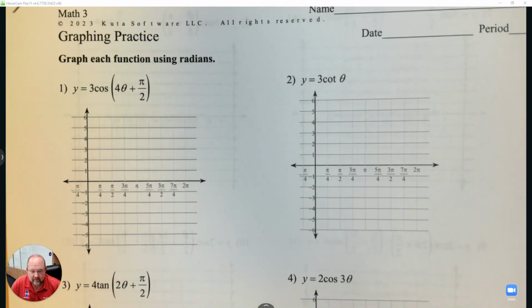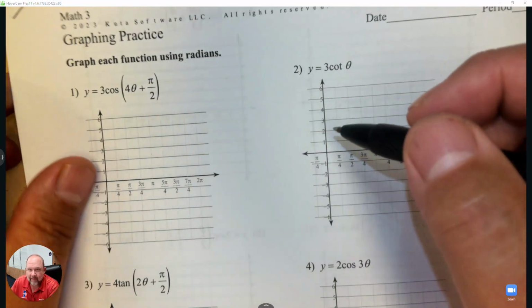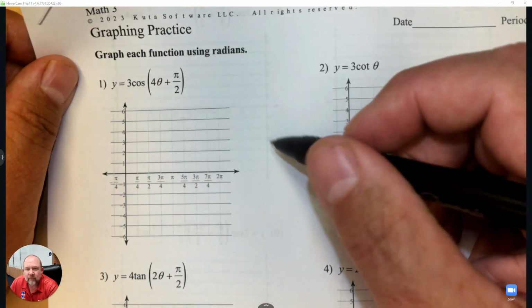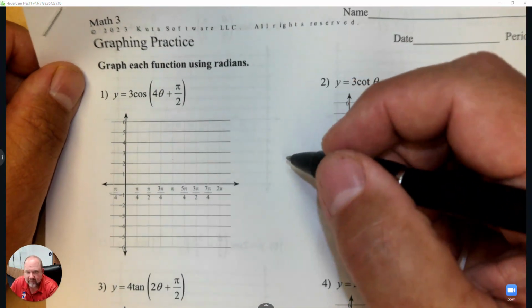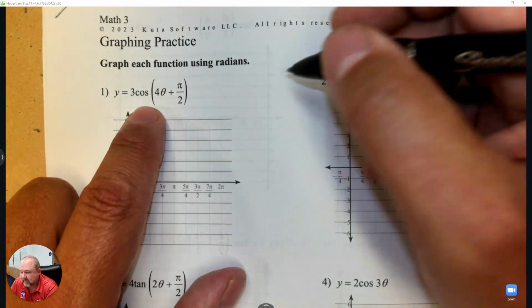We are graphing. All right. So you should try this first, right? But we're going to go through it together if you need it. Cosine, what are the things I look for?